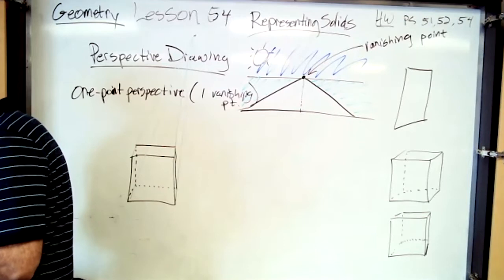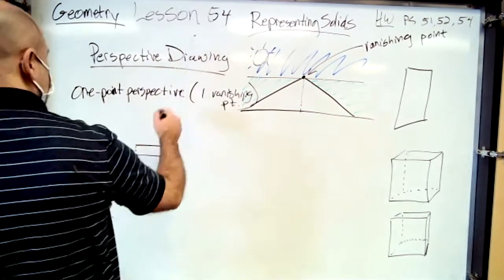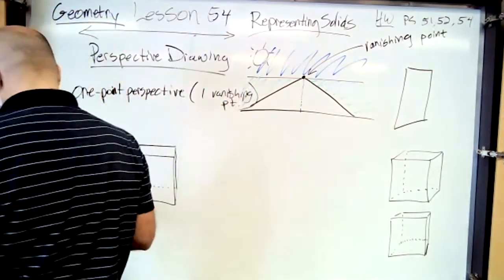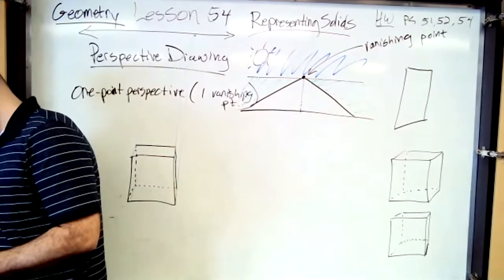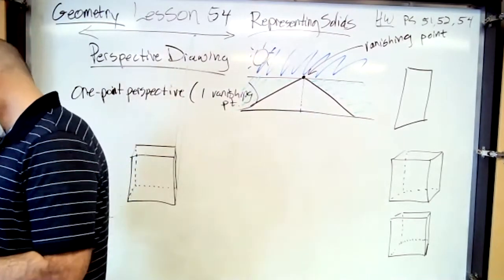Okay, so step one, draw a square like we did and a horizontal line above it. So technically we should have drawn this horizontal line above it there. Okay, mark a vanishing point on the horizon. Doesn't have to be right above it, can be anywhere.